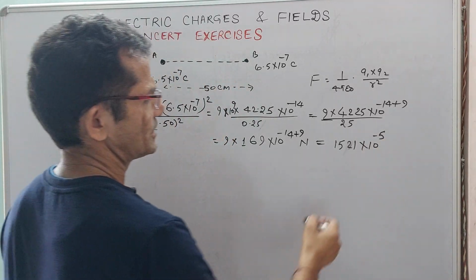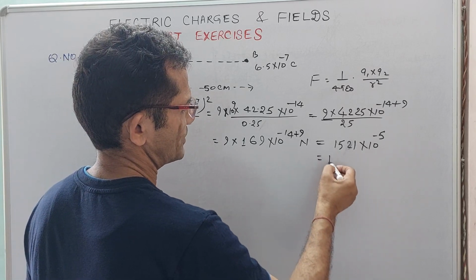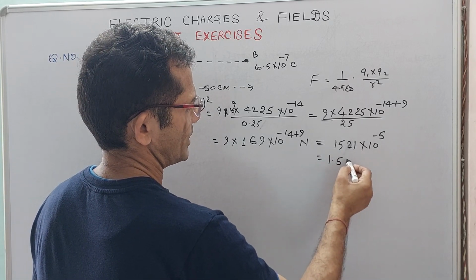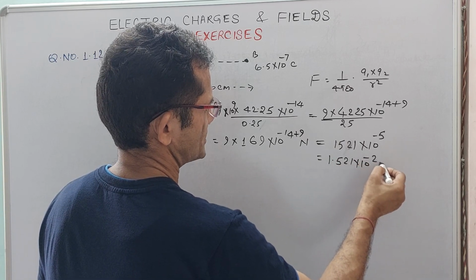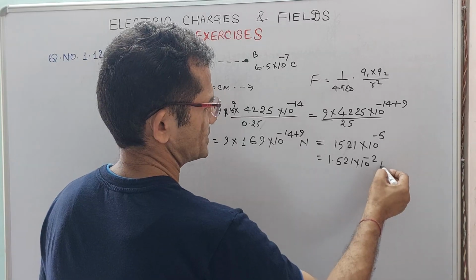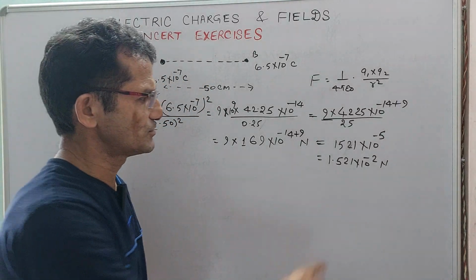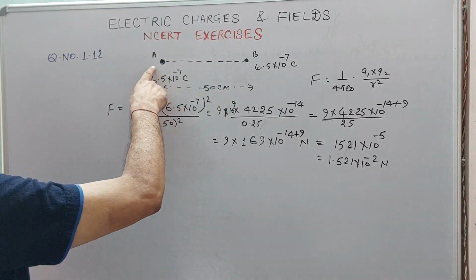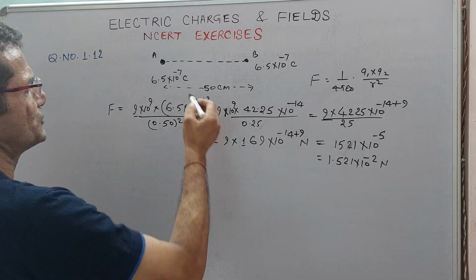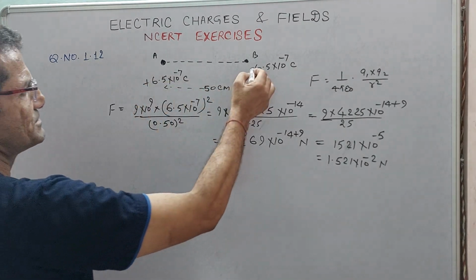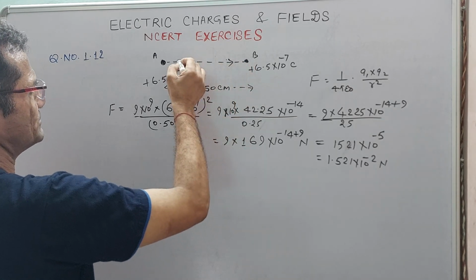Minus 5, and the decimal comes, if I place the decimal between 1 and 5 in standard format, 1.521 into 10 raised to the power minus 2 Newton. This is the value. So 1.521 into 10 raised to minus 2 Newton is the force between these two charged particles. Force would be repulsive because both are positive. This is positive, this is also positive, so repulsive force would act between them.